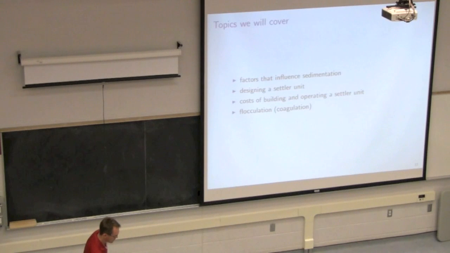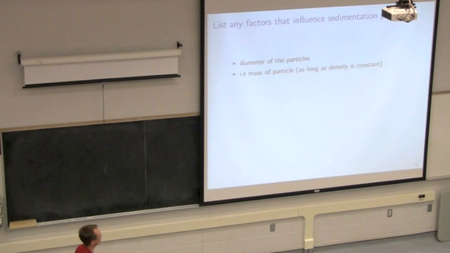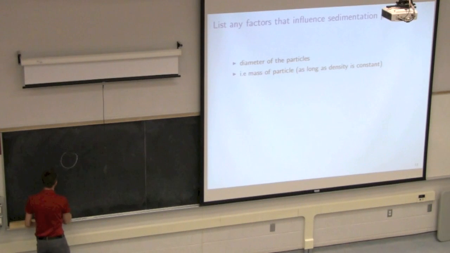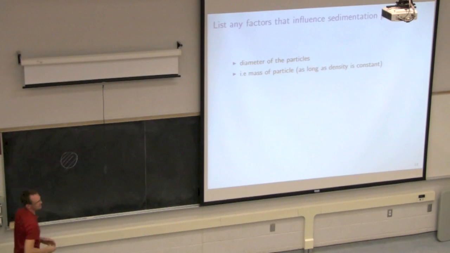So we will look at factors that influence sedimentation, how we can make sedimentation occur faster or slower, what aspects will influence that sedimentation rate. We'll look at some basic design of the sedimentation units, the costs associated with it, and coagulation. So let's try to brainstorm here. If you've got a particle suspended in a fluid, so there's my particle in the fluid. So the rest of the board is the fluid. We're just considering that single particle on its own. What's going to influence the rate at which that particle settles out? What factors might be at play here?